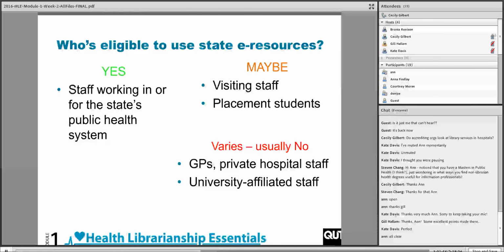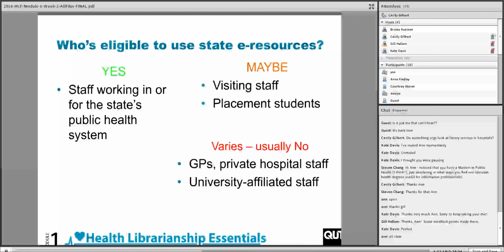The person next to them who's on the full-time staff can gain access, but they can't because they're in the casual pool, and that's a problem. Students on placement at hospitals, those who are doing some sort of health-related course but come to the hospital to gain clinical experience, may or may not get access to a login that allows them to use the resources.